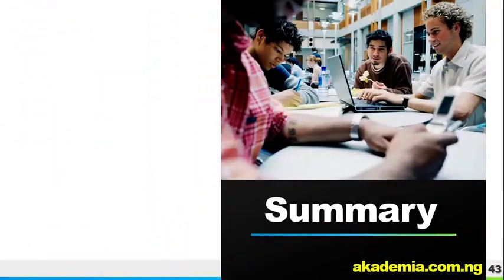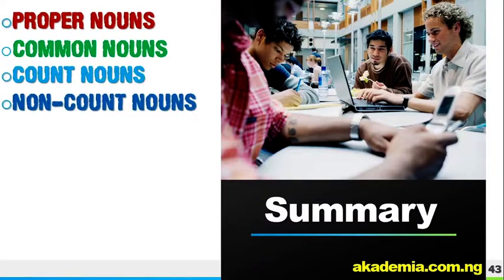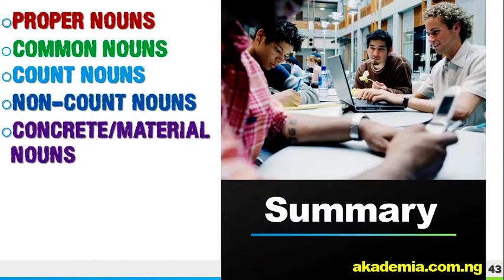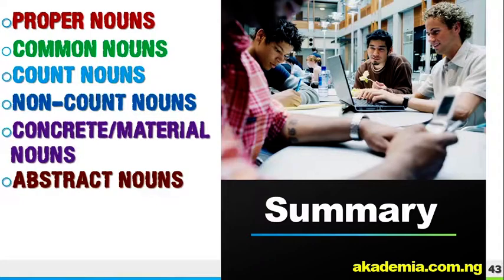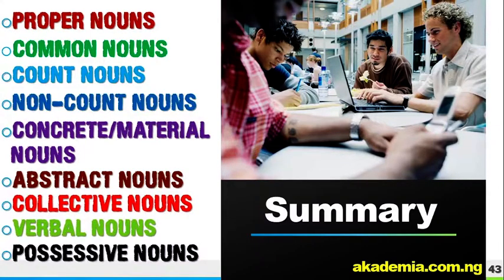So look at all these types of nouns that we have considered in this video: the proper nouns, the common nouns, the count nouns, the non-count nouns, the concrete or the material nouns, the collective nouns, the verbal nouns, and the possessive nouns. These are all the types of nouns that we have in English language. Nouns are important parts of speech, and we need to know everything that has to do with them.